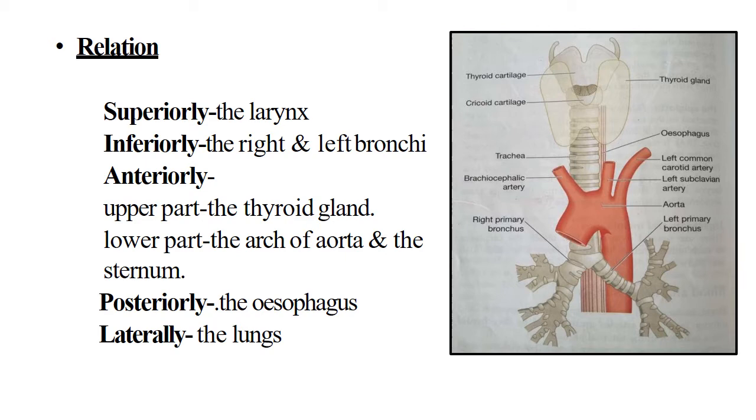Now we'll see the relationship of the trachea. Superiorly there is the larynx, inferiorly there are the right and left bronchi. Anteriorly, in the upper part there is the thyroid gland, and in the lower part there is the arch of the aorta and the sternum. Posteriorly there is the esophagus, and laterally there are the lungs.